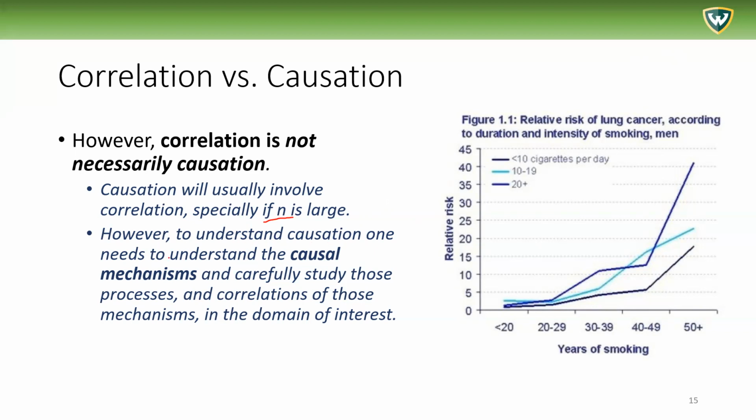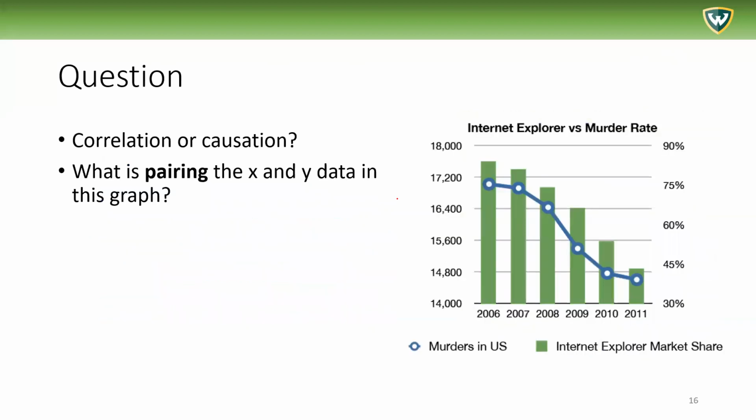To understand causation, one needs to understand, once again, the causal mechanisms and carefully study those processes and maybe the correlations of those causal mechanisms in the domain of interest. So we need to look deeper. So for example, are the lungs of people that are smoking somehow behaving the same, regarding the cancer and the smoking? So going deeper into it, we can actually find the causal mechanisms of something.